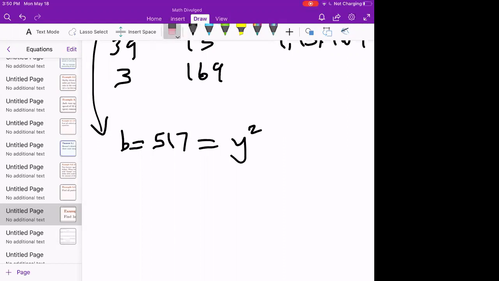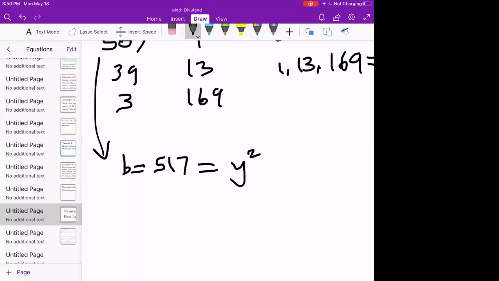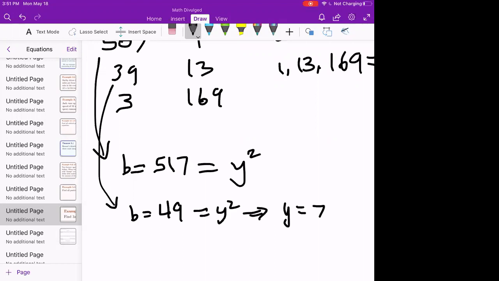So that's simple enough. Now we take this value 39. If b minus 10 is 39, then b is equal to 49. And if this is equal to y squared, then obviously y is equal to 7. It could also equal negative 7, but it doesn't matter since the problem ultimately asks us to find 3x squared times y squared, and the square of 7 or negative 7 is the same. So for simplicity's sake, we'll just say it's equal to 7.